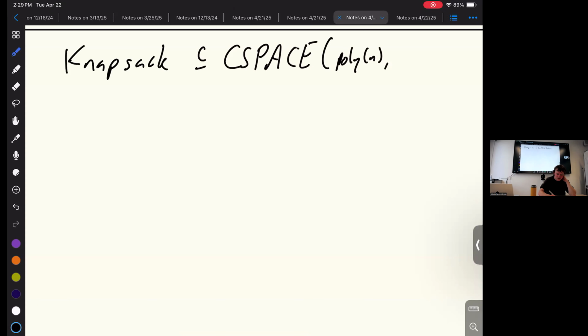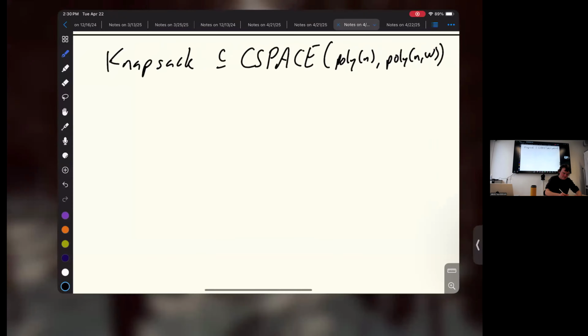Knapsack could be solved in free space poly n and catalytic space poly n and the capacities. So normally the capacities come into the space complexities for your algorithms for knapsack. Here, all of the space complexity regarding the capacities can be offloaded into the catalytic space itself, with your free space only depending on n. Kind of a nice thing.